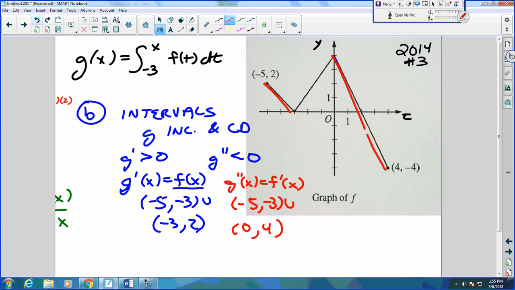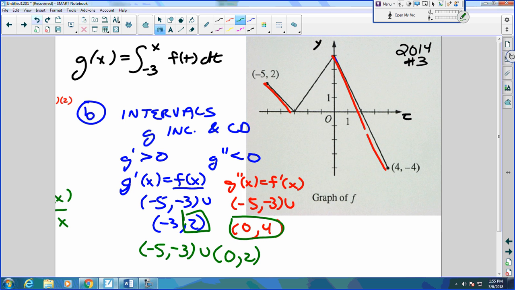And the question is, where do those two overlap? They overlap at -5 to -3 and how about 0 to 2? You see it here between? So that's the answer. That's the intervals, all right?